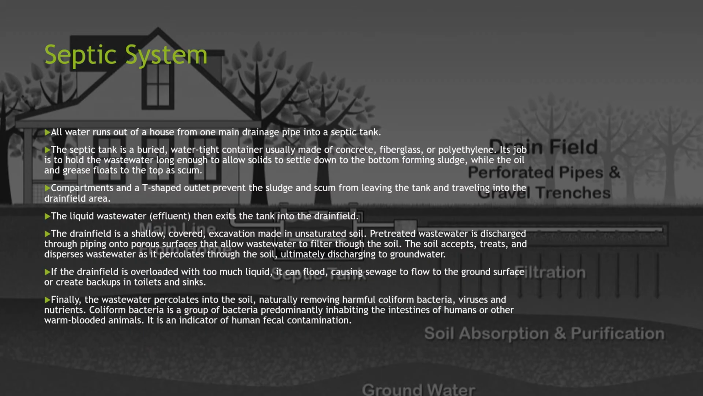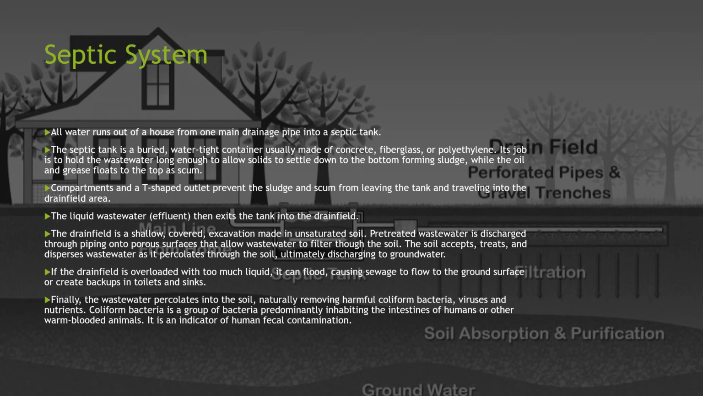Septic systems. All water runs out of a house from one main drainage pipe into a septic tank. The septic tank is buried, watertight, and usually made of concrete, fiberglass, or polyethylene. Its job is to hold the wastewater long enough to allow solids to settle down to the bottom, forming sludge, while the oil and grease floats to the top as scum.